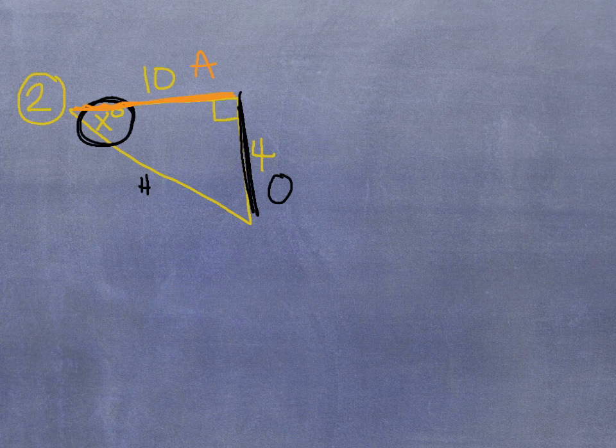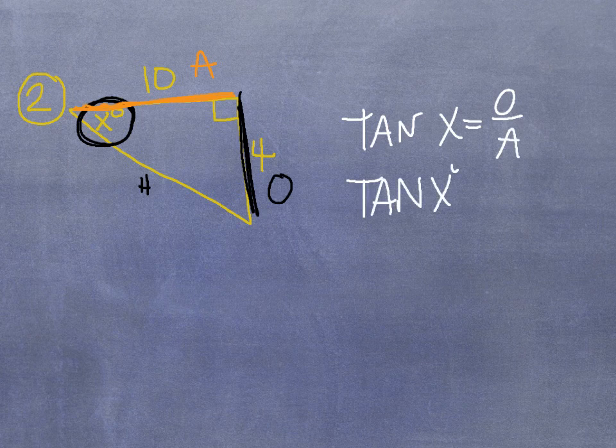So which one of the functions uses opposite and adjacent? The tangent. So we're going to use the tangent of x is equal to opposite over adjacent in order to solve this problem, because that's the information they gave us. Again, we're going to leave the x alone because that's what we're trying to find, the x degrees. The opposite side is 4 and the adjacent side is 10.